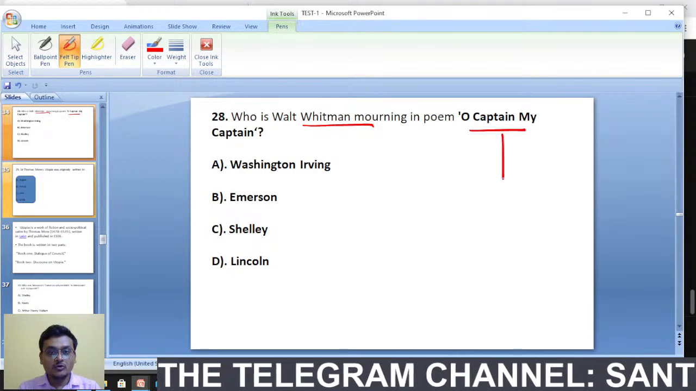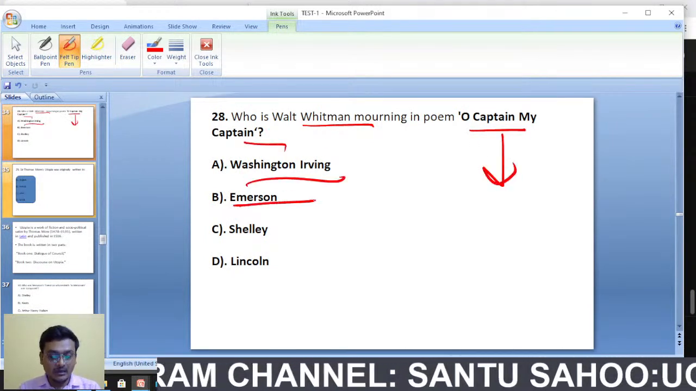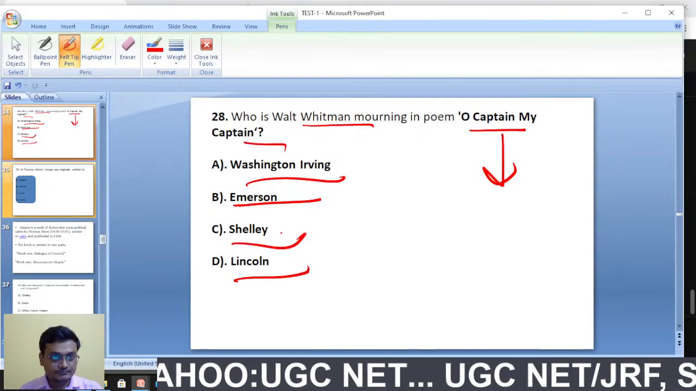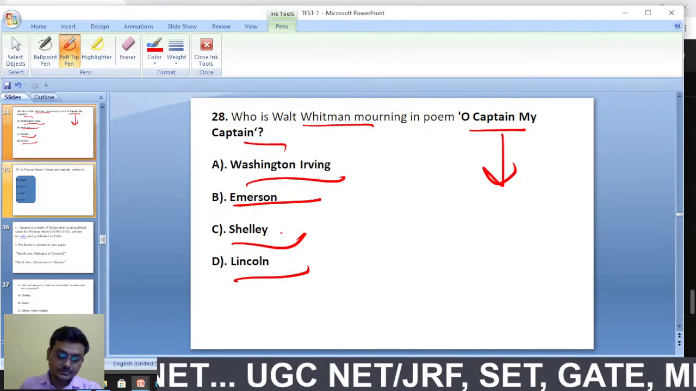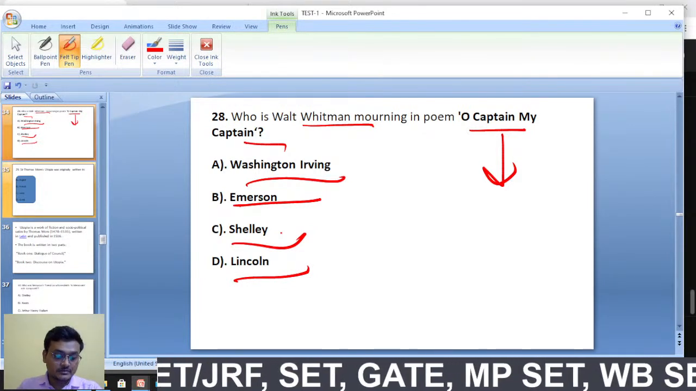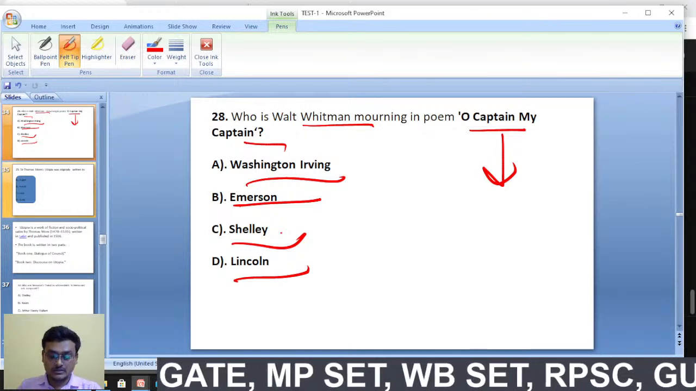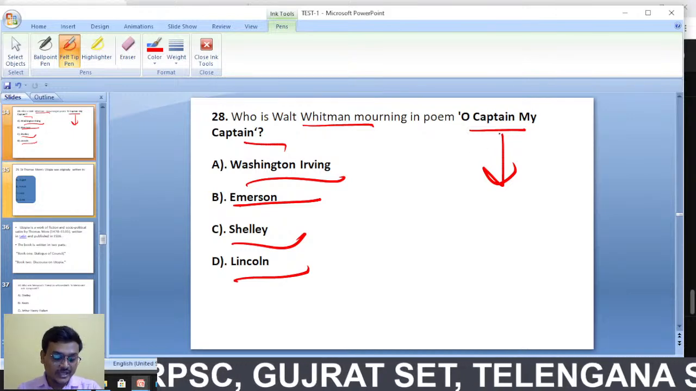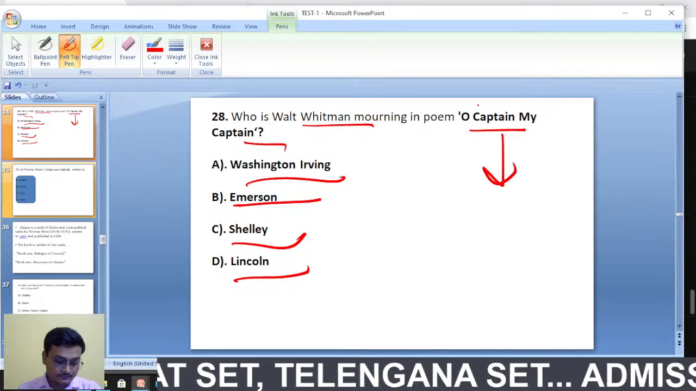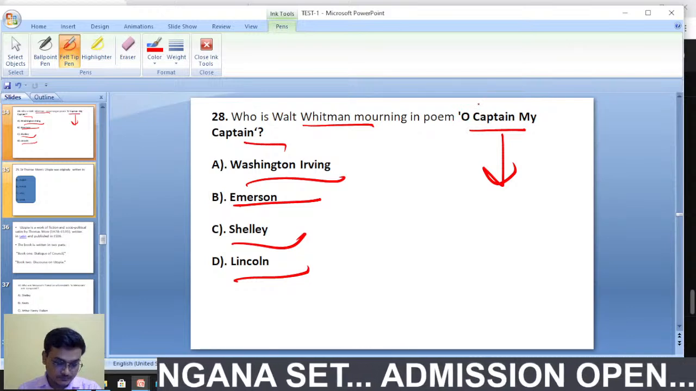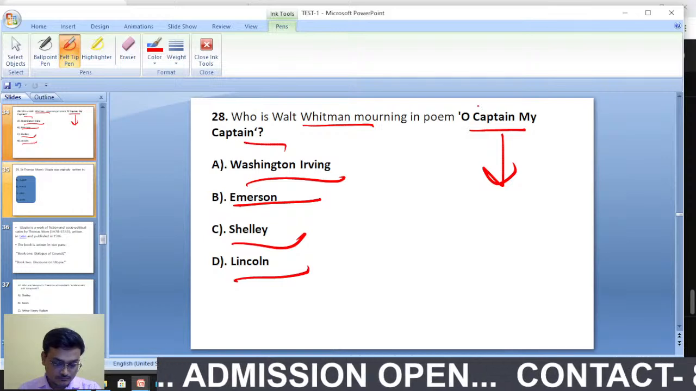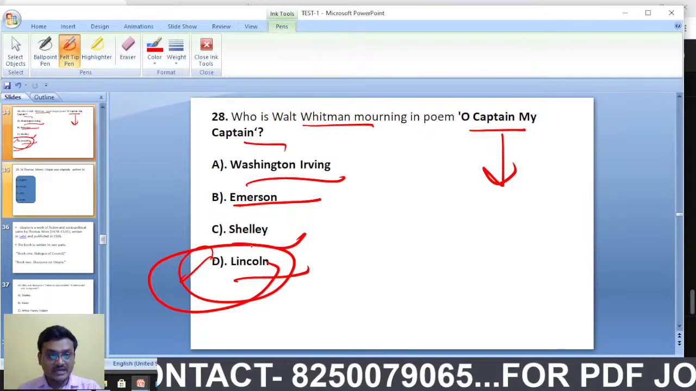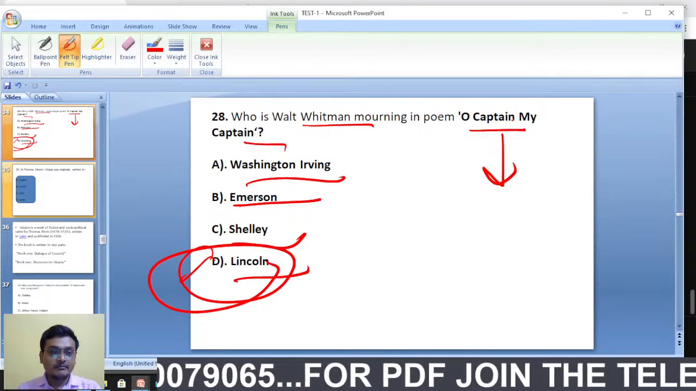Whom does Walt Whitman mourn in the poem "O Captain, My Captain"? Washington Irving, Ralph Waldo Emerson, Spinoza, Shelley, or Lincoln? Exactly. "O Captain, My Captain" is just an elegiac poem. Abraham Lincoln is the right answer. "O Captain, My Captain" by Walt Whitman.